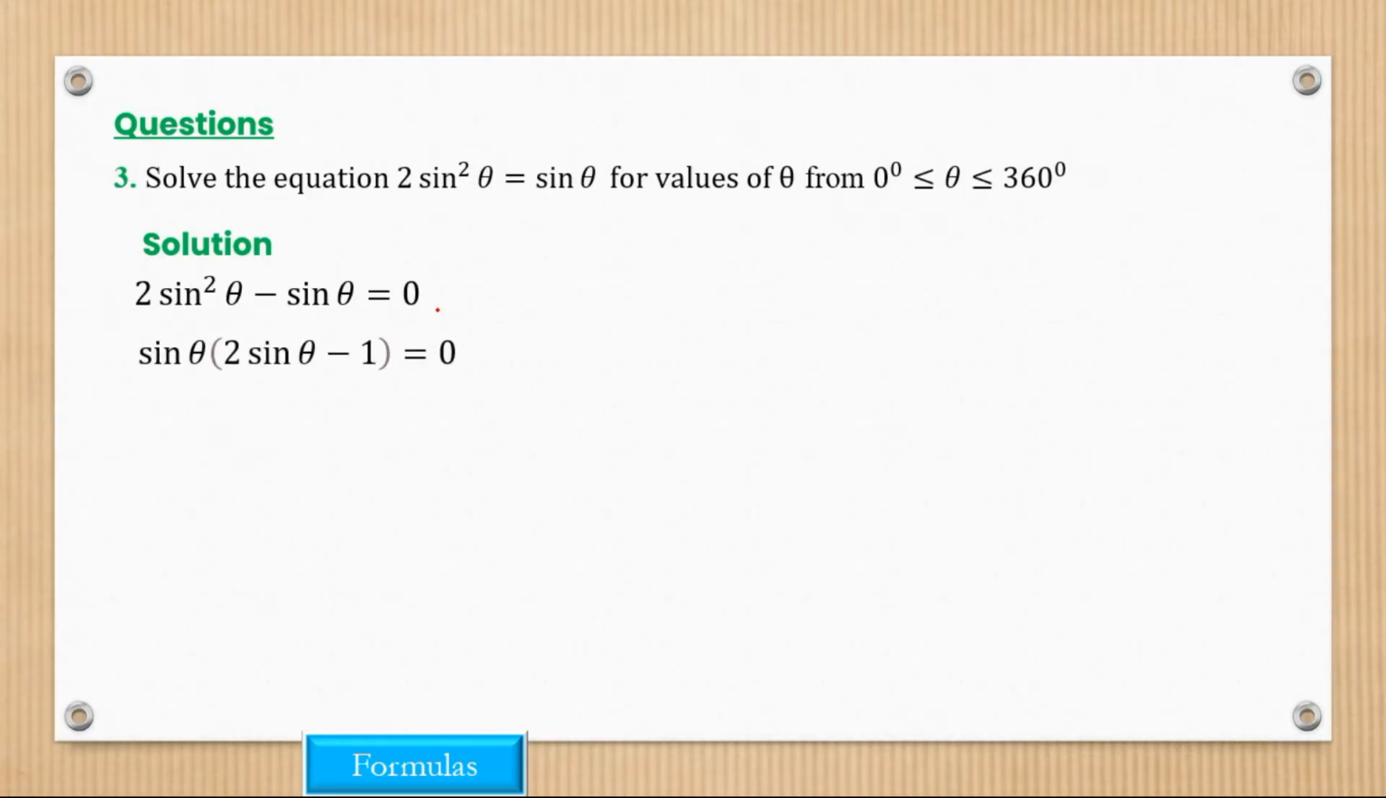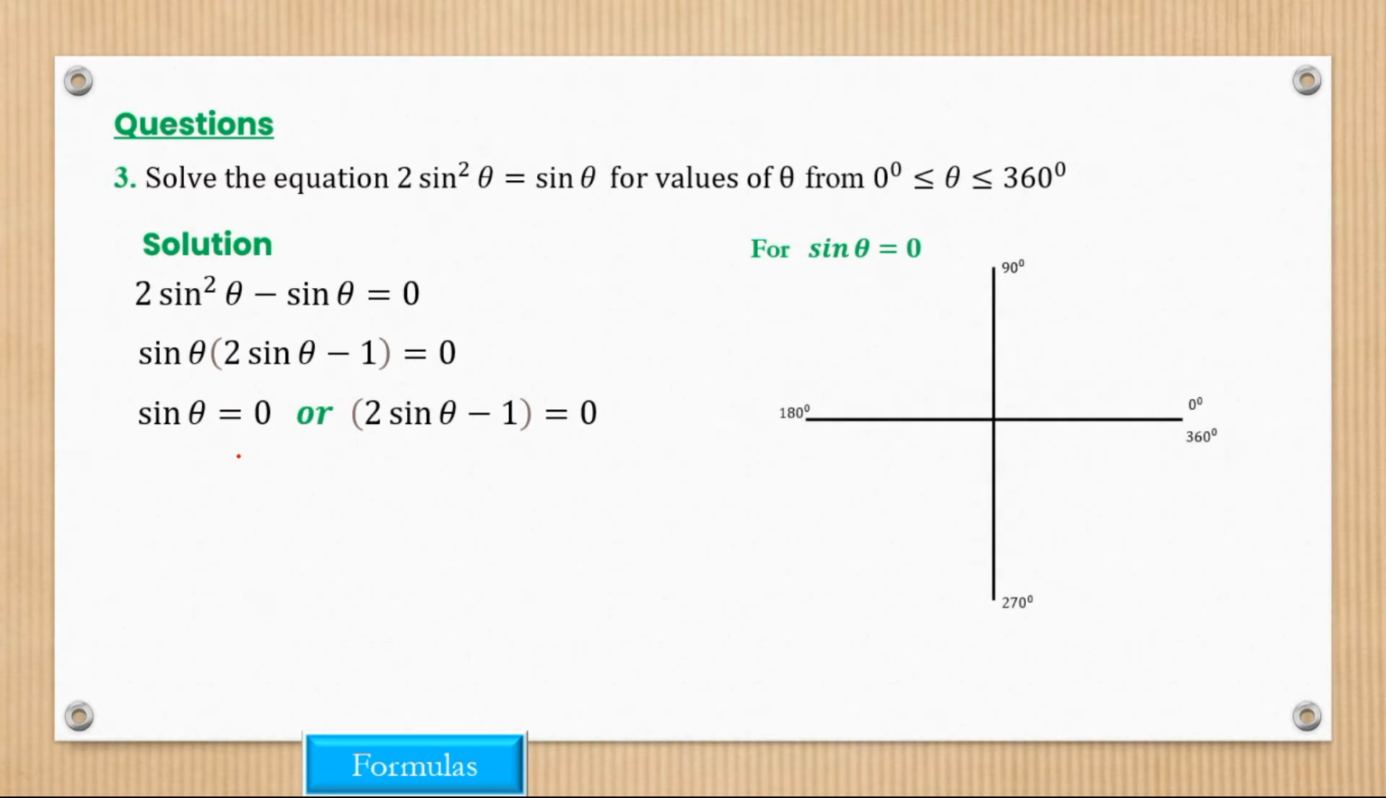Then we can factorize this by pulling sine theta out of the brackets, and we remain with 2 sine theta minus 1 is equal to 0. So we can see that we now have sine theta as being 0, and then we also have 2 sine theta minus 1 as being equal to 0. So actually I have 2 different values. All right, so we're going to first deal with sine theta is equal to 0.